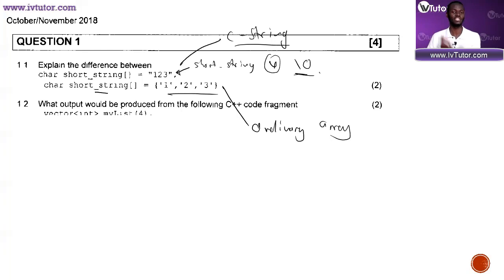Remember, when you declare and initialize a C string and you just leave your square brackets like this, your compiler will define the array in such a way that it has enough capacity to hold your characters plus the null character. Okay, so that's the main differentiating factor. The other one is a C string. The other one is just an ordinary array with 3 characters.